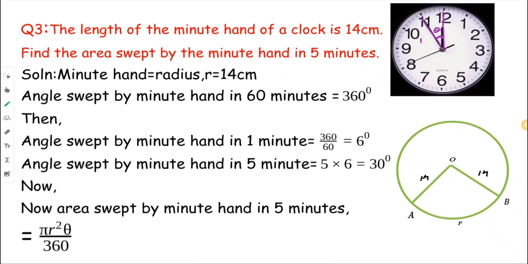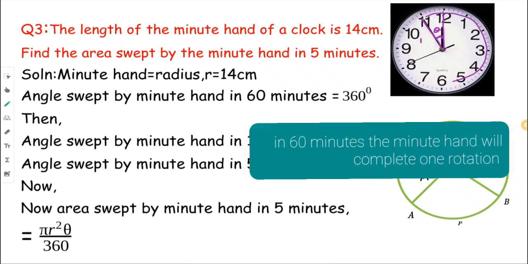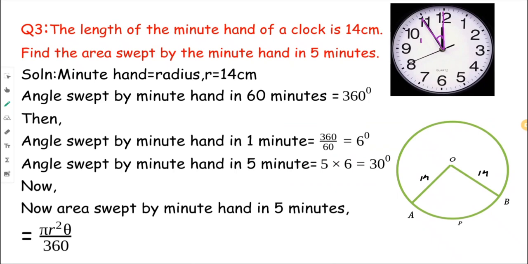Minute hand equals the radius equals 14 centimeter. Angle swept by the minute hand in 60 minutes: in 60 minutes, it will make one complete revolution, right? We know that the clock is in the shape of a circle, so the total angle will be equal to 360 degree. So this is for 60 minutes. Let us find the angle swept by the minute hand in 1 minute. I can divide 360 by 60, which gives 6. That means when the minute hand moves 1 minute, it makes an angle of 6 degree, right?